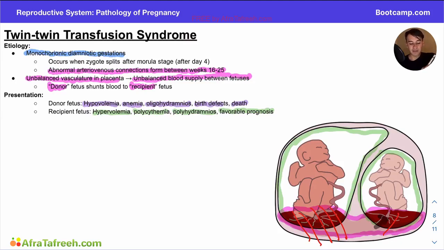So in terms of understanding this, it's just important to know that this is all due to a shunt, right? We have shunting from one fetus to the other, and then this helps you understand all the complications that can come from this.